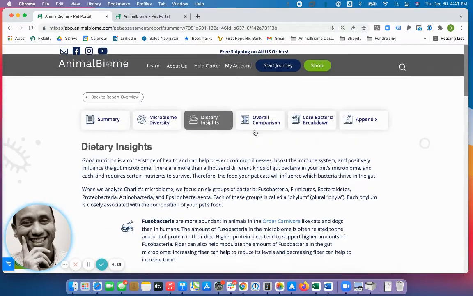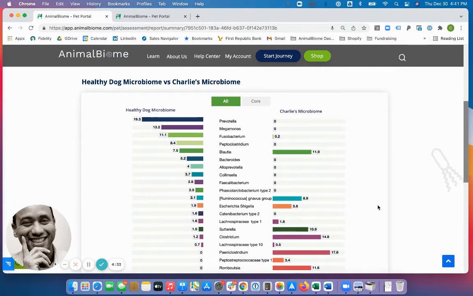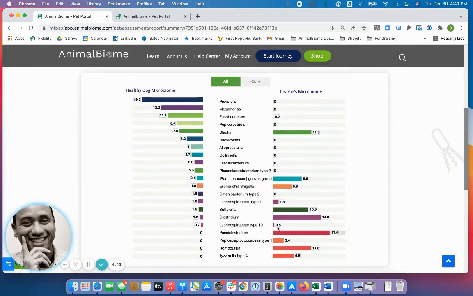We do that by going to the overall comparison. When we look here, we see that on the left side is the average healthy dog, and on the right is Charlie's microbiome. It's pretty clear that Charlie has a number of bacteria, particularly these last four, that aren't found in healthy dogs. And they're really dominating his microbiome.